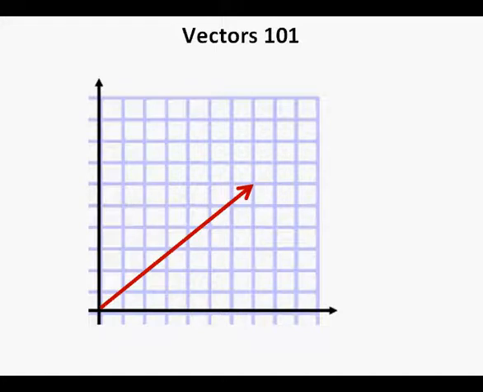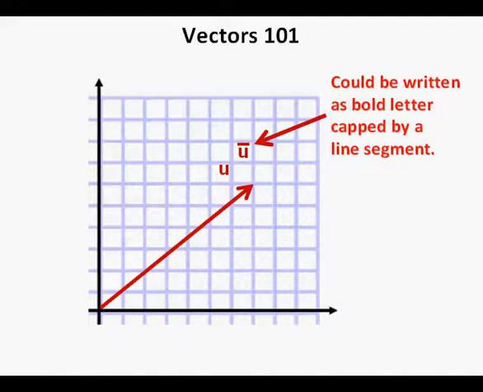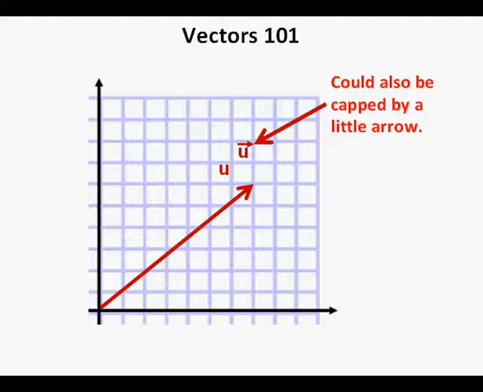Here's a drawing of the first vector we'll look at. This is what a graphed vector looks like, an arrow. We'll call this vector vector u. Vectors are often named as lowercase bold letters. Sometimes you'll see the vector written as a bold lowercase letter with a little line segment over it. Instead of a line segment, it can also be a little arrow over the letter.